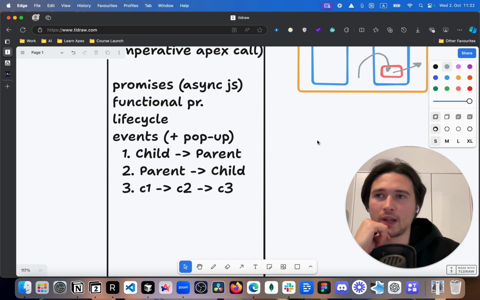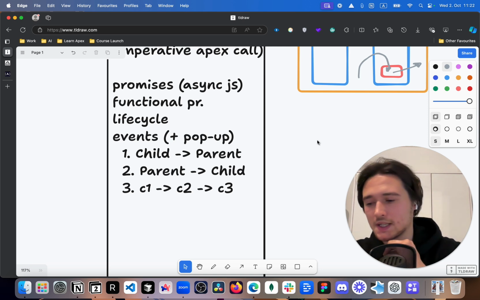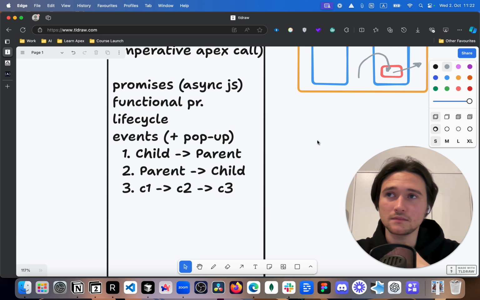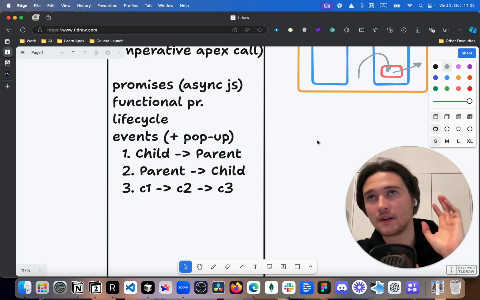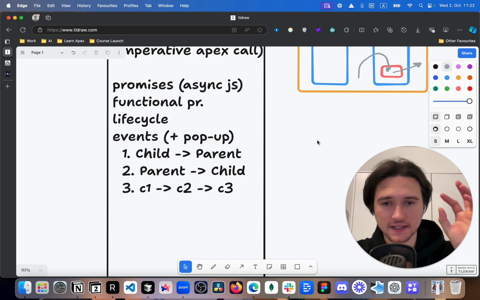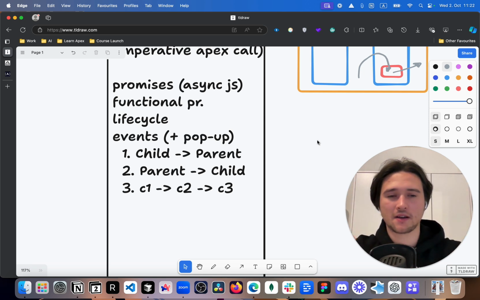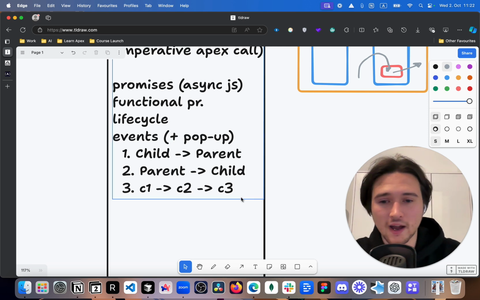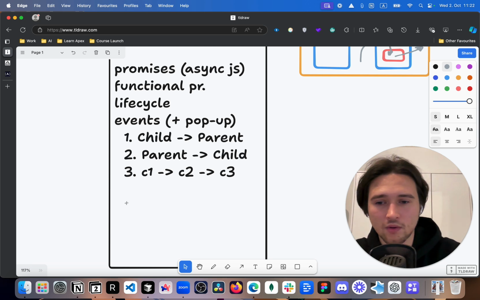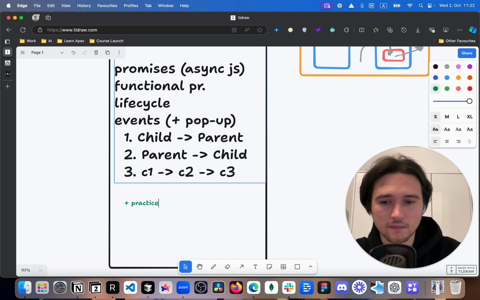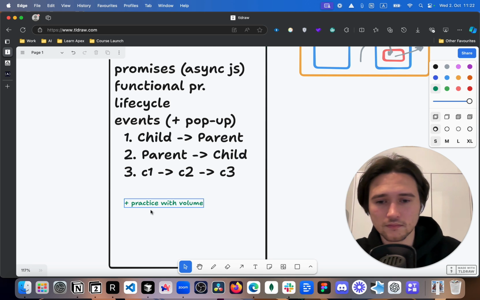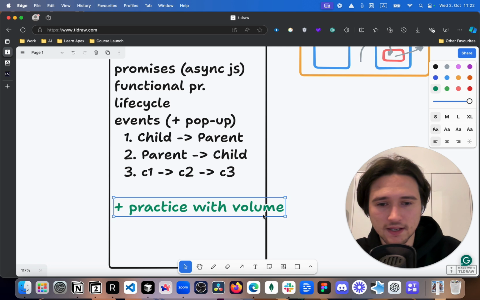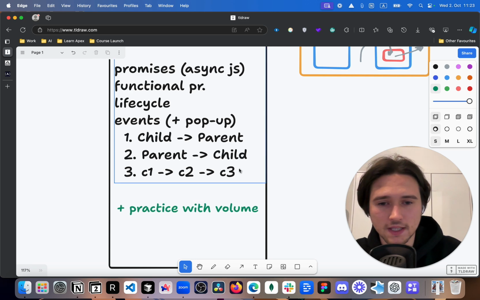Now, at this point, when we have covered enough LWC topics with people, what I do is give them at least five cases on different functionality around LWC for practice. So after you do all of this, you need to add practice with volume. Do not underestimate how much it matters in LWC. So you need to practice with volume.